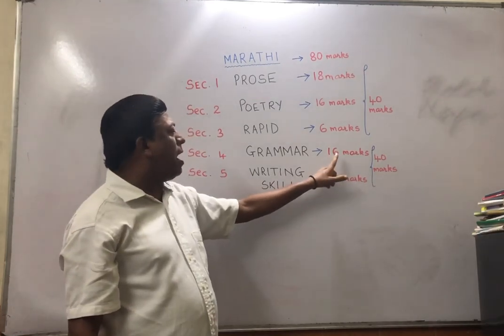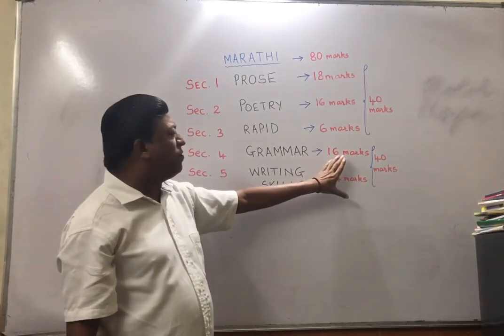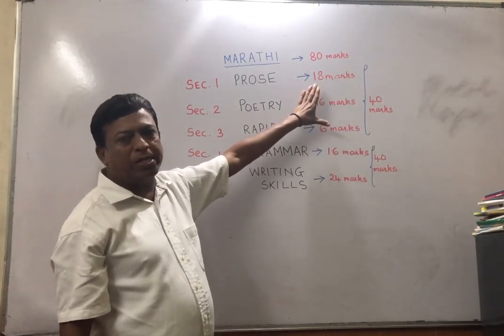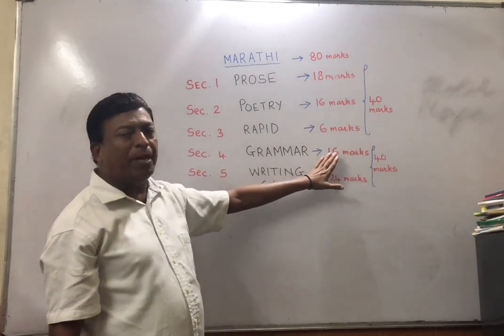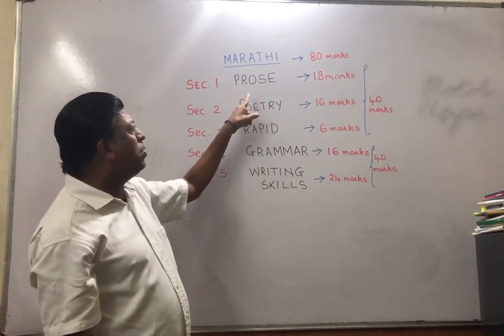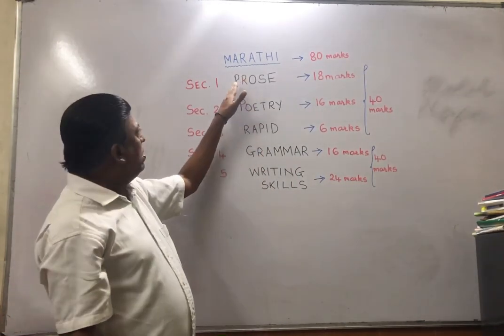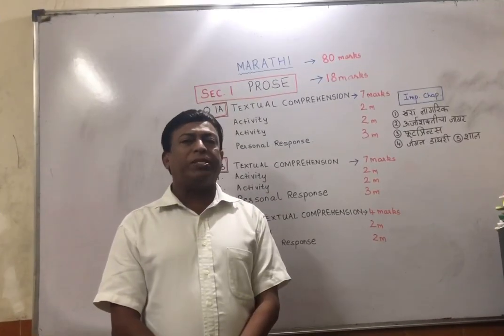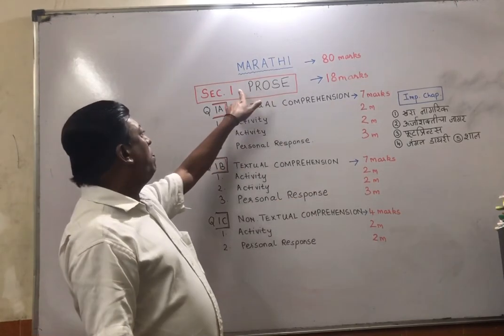Your grammar and writing skills, you have to score here. Of course, even these questions also you can score. So it is quite simple if you follow this pattern. Now I am going to explain you each section: prose, poetry, rapid, grammar and writing skills. Okay, now I am going to start and explain with prose section.